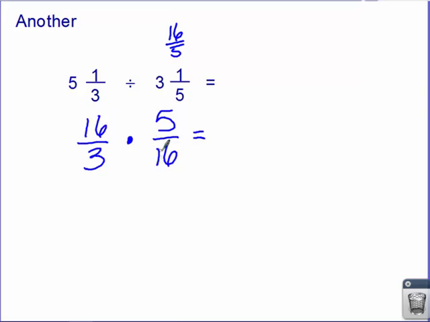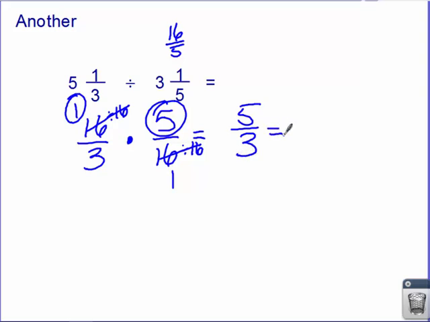So this 16 and this 16, they have a 16 in common. So I can divide this number by 16, and it turns into a 1. I can divide this number by 16, and it also turns into a 1. So now instead of doing 16 times 5, I'm only doing 1 times 5, and I get 5 as my answer. And then here I've got 3 times 1 as opposed to 3 times 16. And 3 times 1 is 3, and then we simplify. So 3 goes into 5 one time, and I'm left with 2/3 left over.